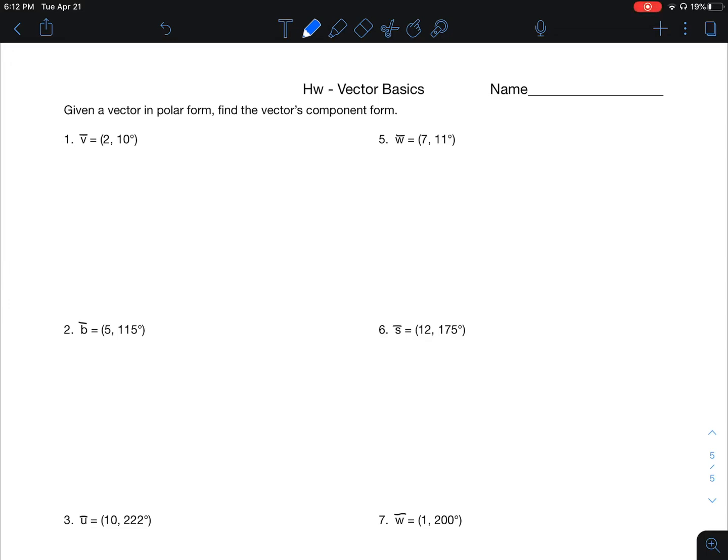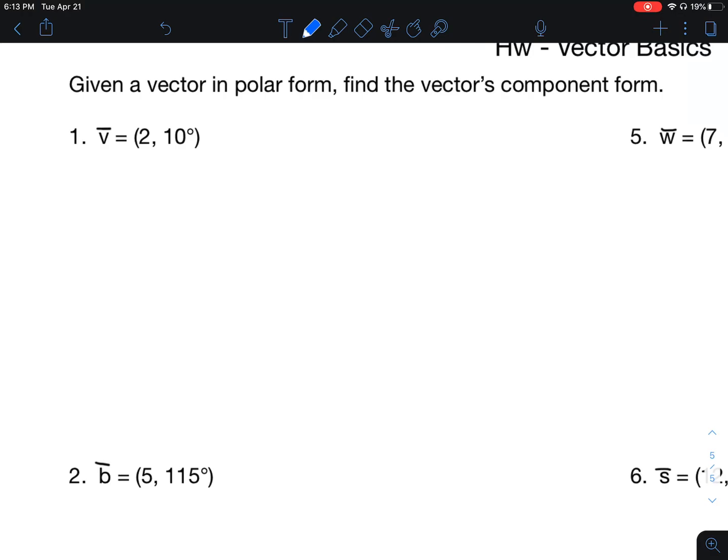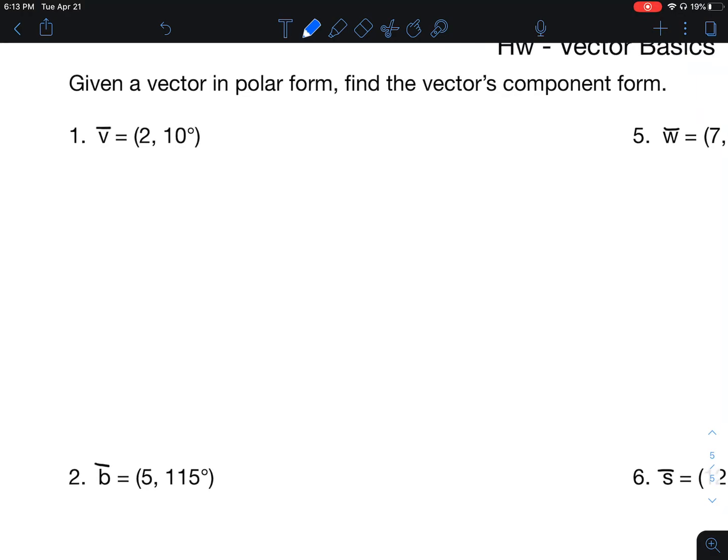All right, here we got our homework. Given a vector in polar form, find the vector's component form. I'm going to go long form here on this first one, and then we'll go to the short version. So number one, this is going to be in quadrant one because 10 degrees falls in quadrant one. I would make this vector look something like this with a magnitude of 2.